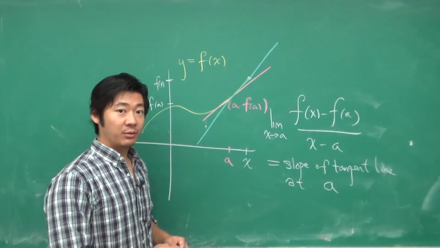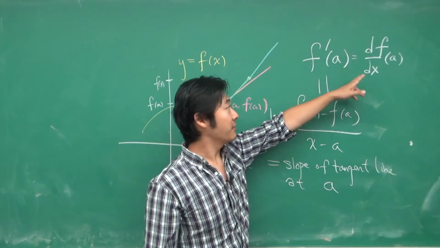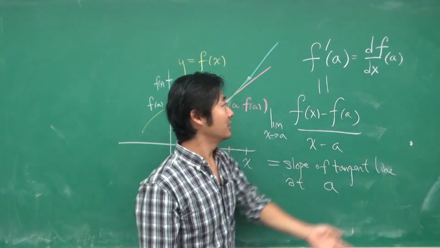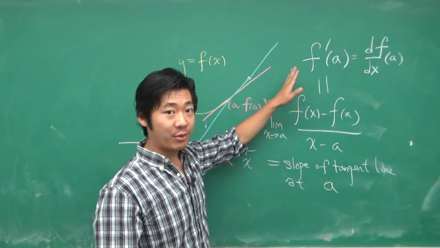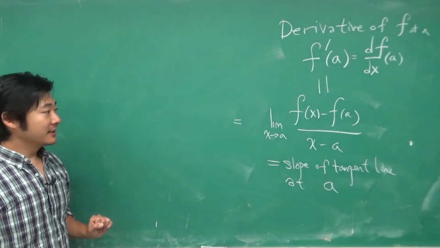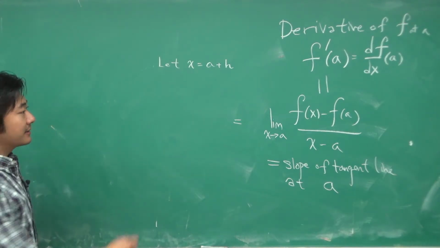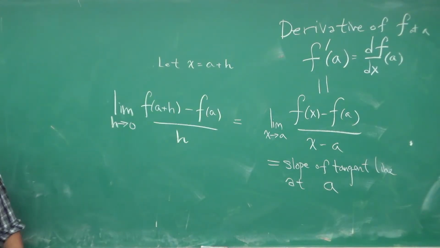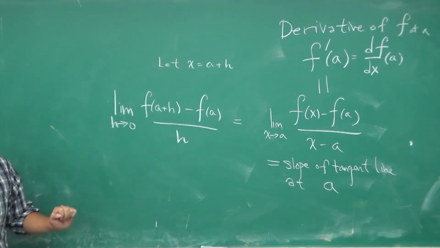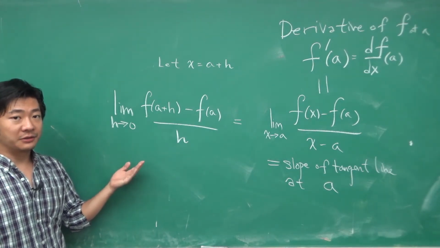And the notation that we'll use is f prime of a, or df over dx of a. Although this is not really a fraction, it's just a notation. And we'll call f prime the derivative of f at a. If we let x equal a plus h, then we can rewrite this as the limit as h goes to 0 of f of a plus h minus f of a divided by h. And this gives us another formula for the derivative that's useful sometimes.